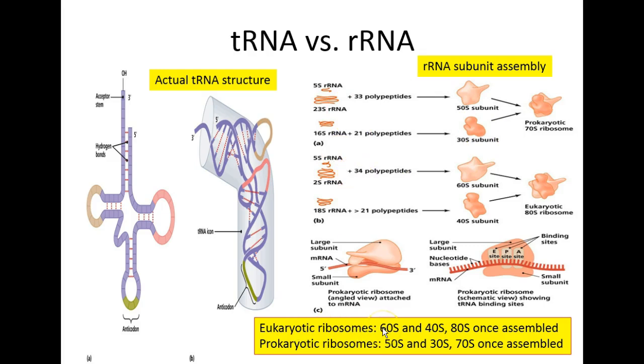Remember that eukaryotic ribosomes are made of two subunits, a large 60S subunit and a smaller 40S subunit. Once both subunits are assembled, an 80S ribosome is formed. Prokaryotic ribosomes are smaller. They have a 50S subunit and a 30S subunit. Once both subunits are put together, a 70S ribosome forms. S stands for Svedberg units, and these are the units used to measure the sedimentation rate of the ribosome, which roughly depends on size, molecular weight, and shape.